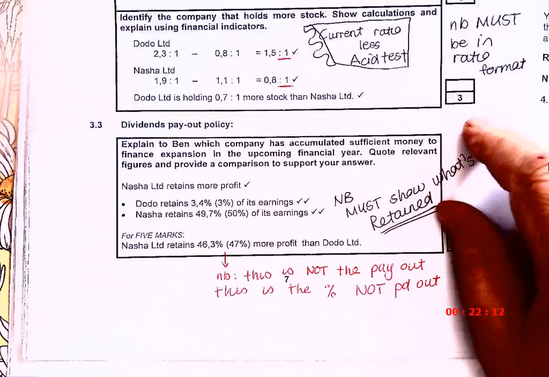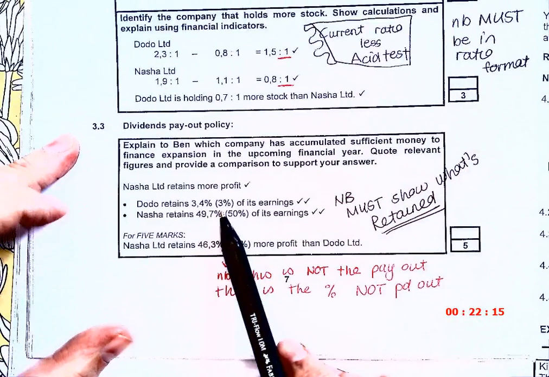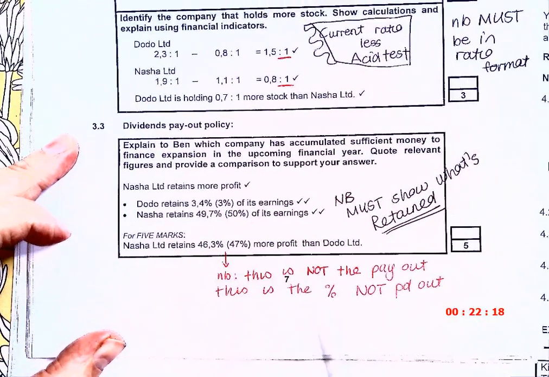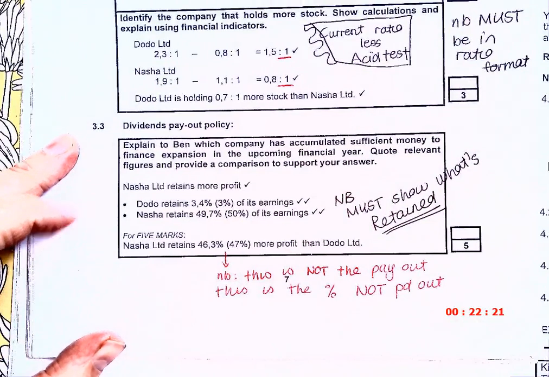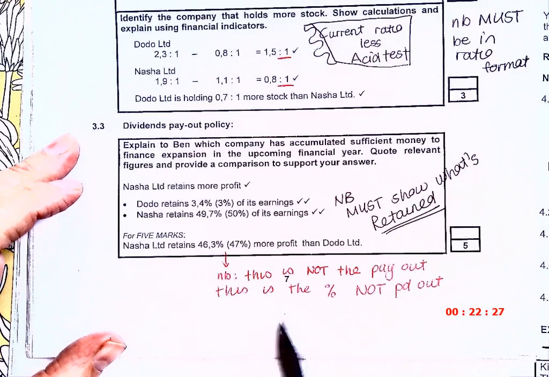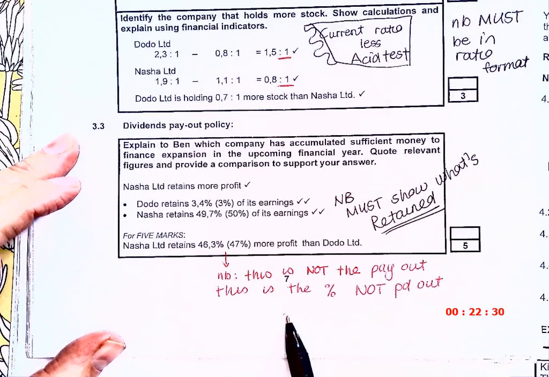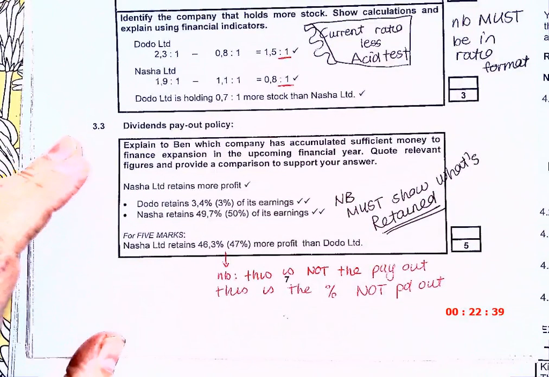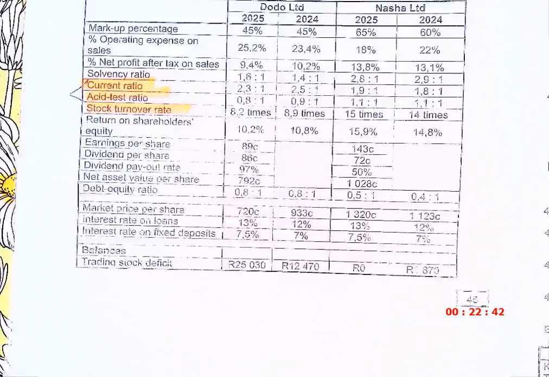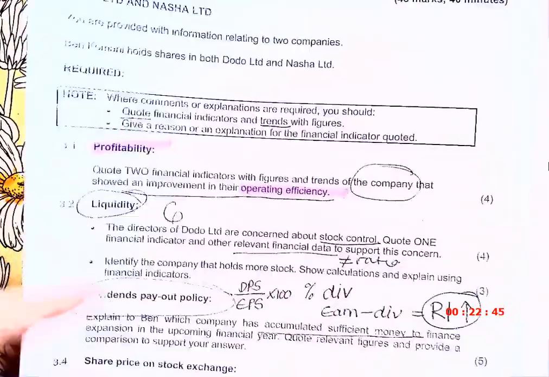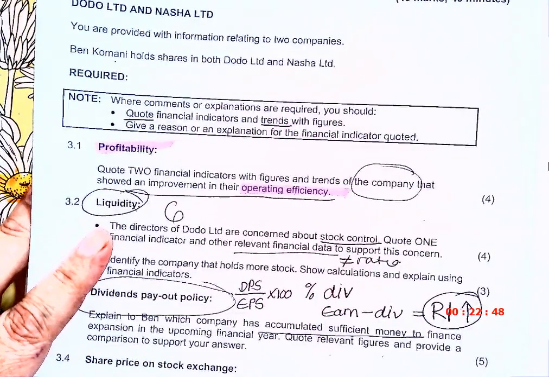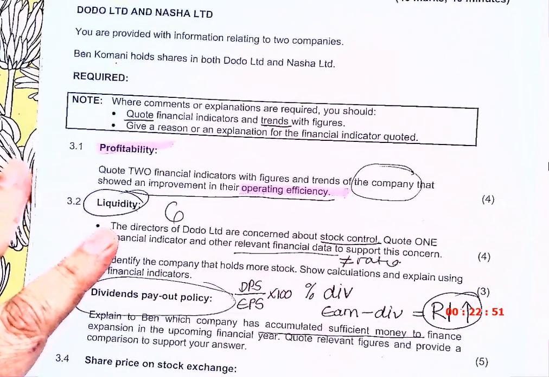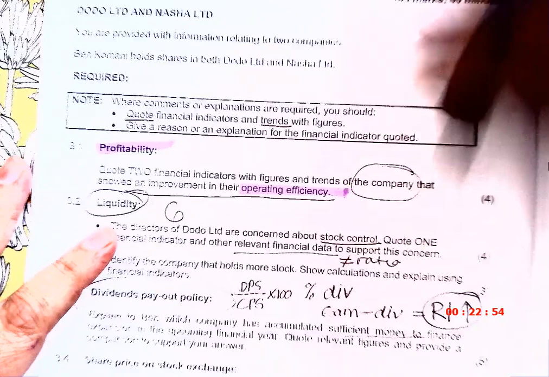Look at the answer. Can you see here? Dodo retains so much, Nasha so much. So, Nasha is the one with the most. Okay, I wrote it there for you. I copied my memo for you because I make notes on the sides. This is not about how much they paid out. It's how much they retained, saved. Okay. Are you guys seeing how you can improve your marks in this question? Because this is the question where you must score.